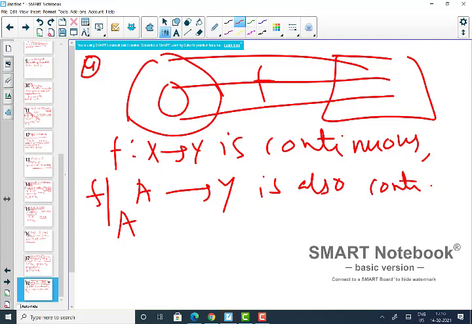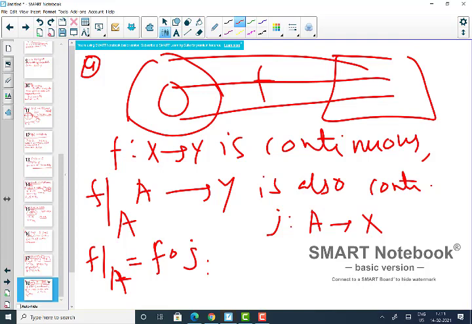Why is it obvious? Because I will use the previous example, the composition of two maps. You can think of the restriction map as follows: you first go from A to X by the inclusion map J, and then you compose with F from X to Y. Here J is nothing but the inclusion map from A to X. So you go from A to X, and then from X to Y, and that is nothing but the restriction map which goes from A to Y.